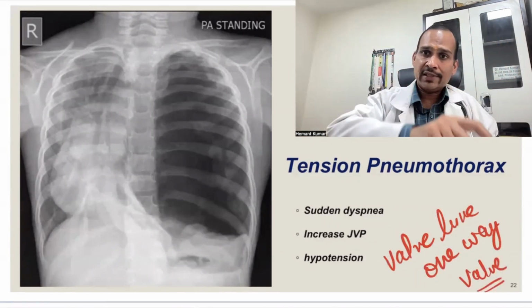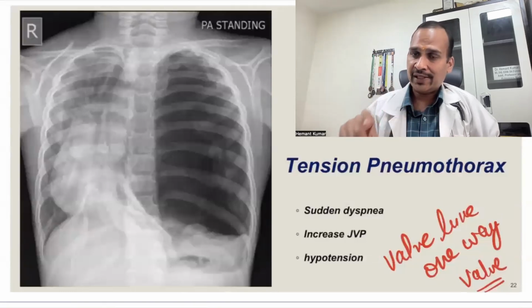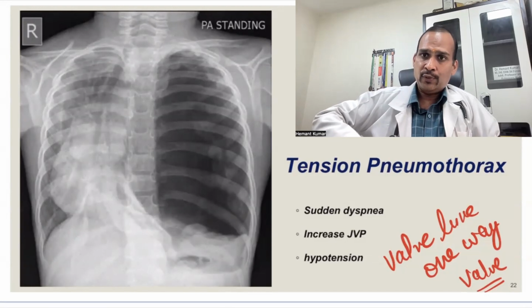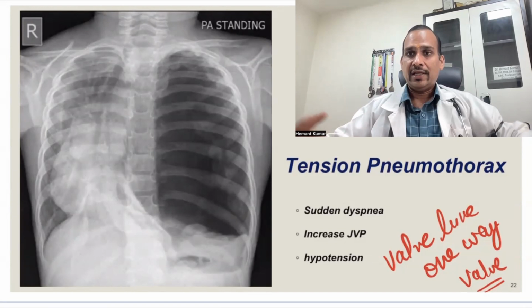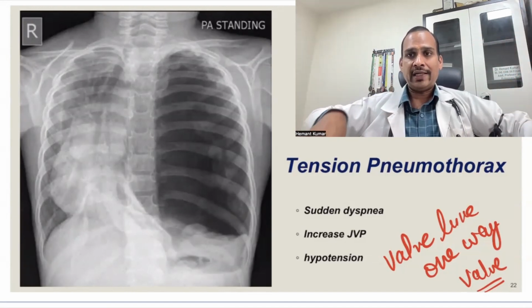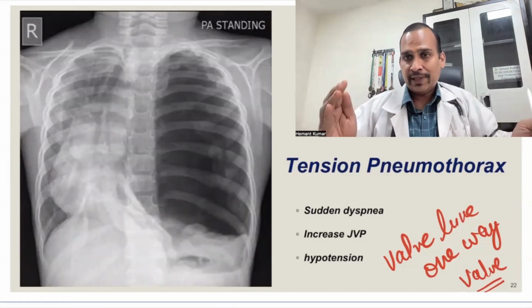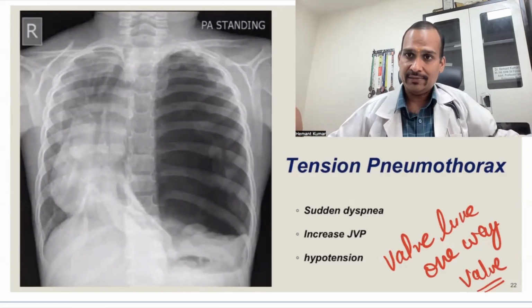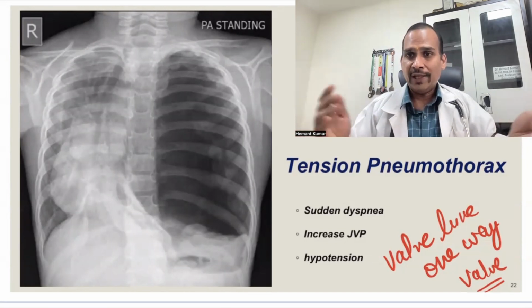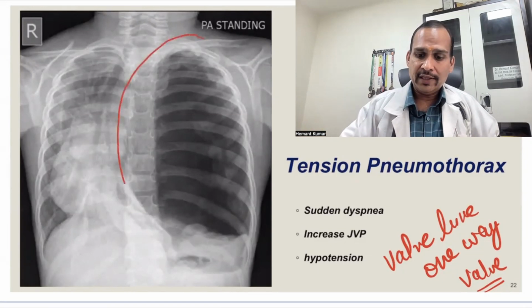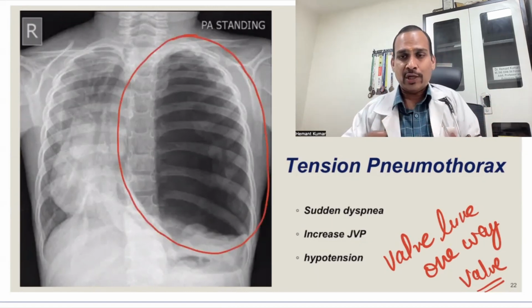Air is coming from the lungs to the pleural cavity. But during exhalation or expiration, air is not coming out from the pleural cavity to the lungs. So what will happen? In each inspiration, air goes into the pleural cavity and gets accumulated there. So the pleural cavity keeps expanding with each inspiration. Can you imagine how difficult it is for the patient to maintain his vitals? With one side full of air, it will push the mediastinum to the opposite side.